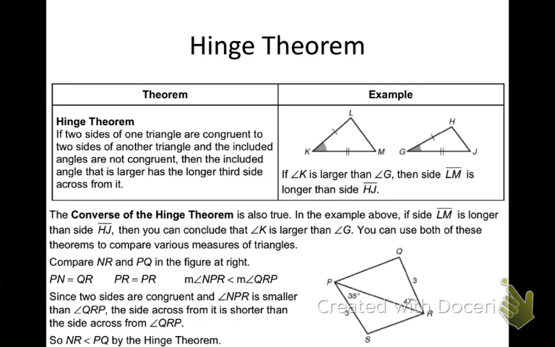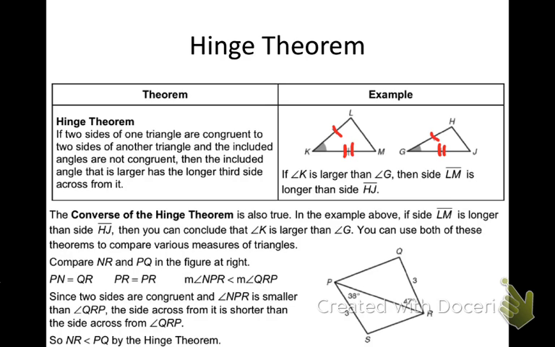Okay, the first thing we're going to talk about is what is the Hinge Theorem. Now it's called the Hinge Theorem because you think of like a door hinge, kind of makes sense that way. But the Hinge Theorem states that if two sides of one triangle are congruent to two sides of another triangle, so we have an example here, and the included angles are not congruent, included means the interior angles, then the included angle that is larger has the longer third side across from it. Okay, so Hinge Theorem again, larger angle, larger side.